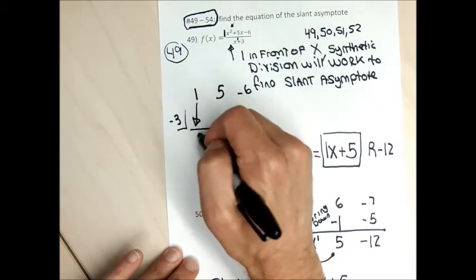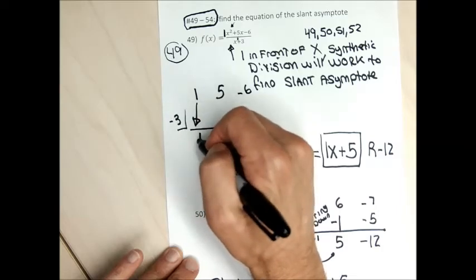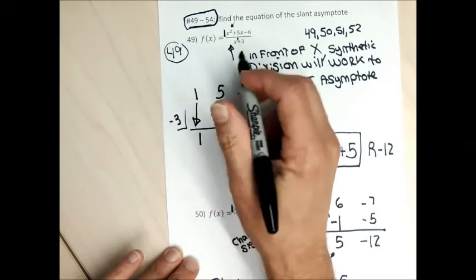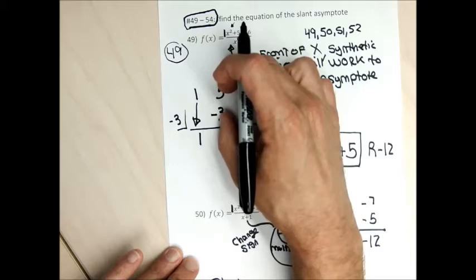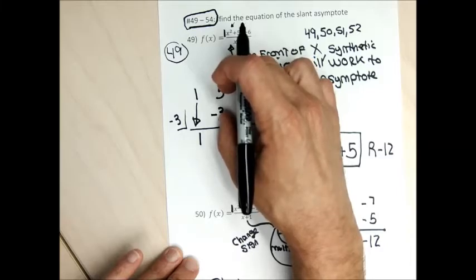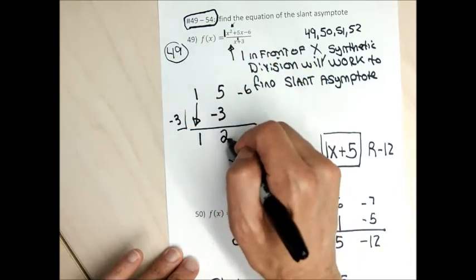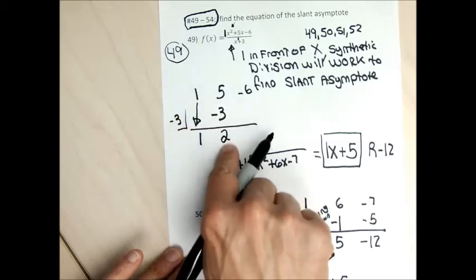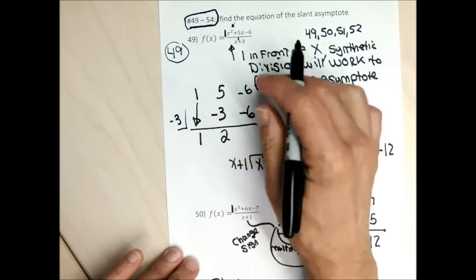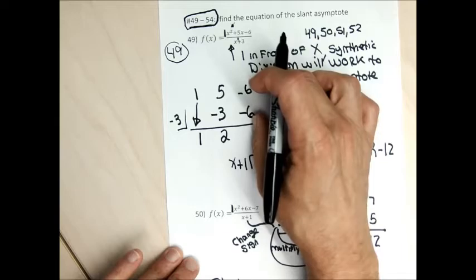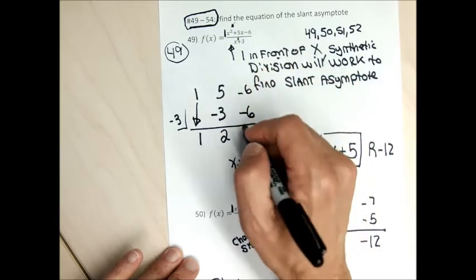I would bring down the 1, multiply negative 3 times 1 to get negative 3. If the numbers have the same signs, you add. If they have opposite signs, you subtract. So 5 minus 3 is 2. And then negative 3 times positive 2 is negative 6. If the numbers have opposite signs, you subtract. If the numbers have the same signs, you add.